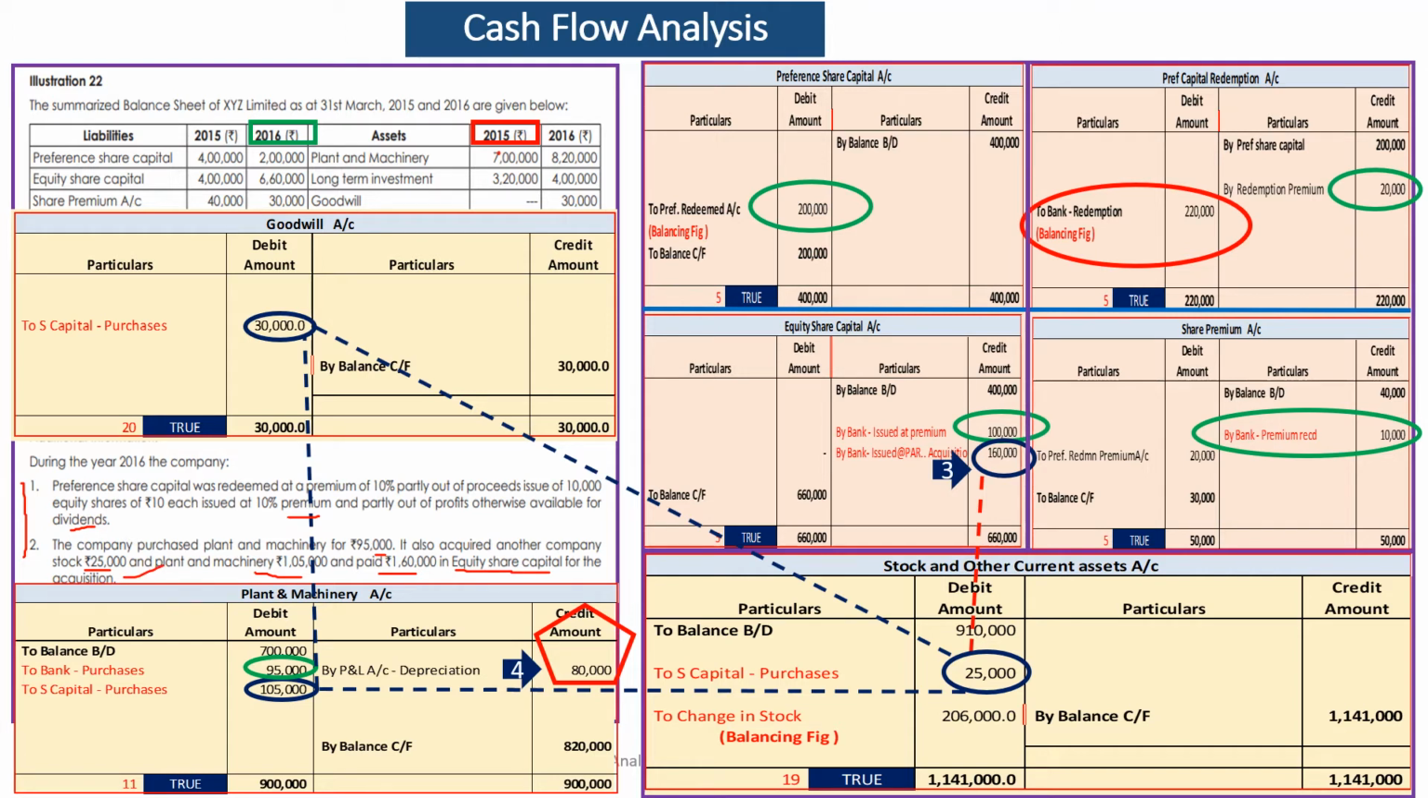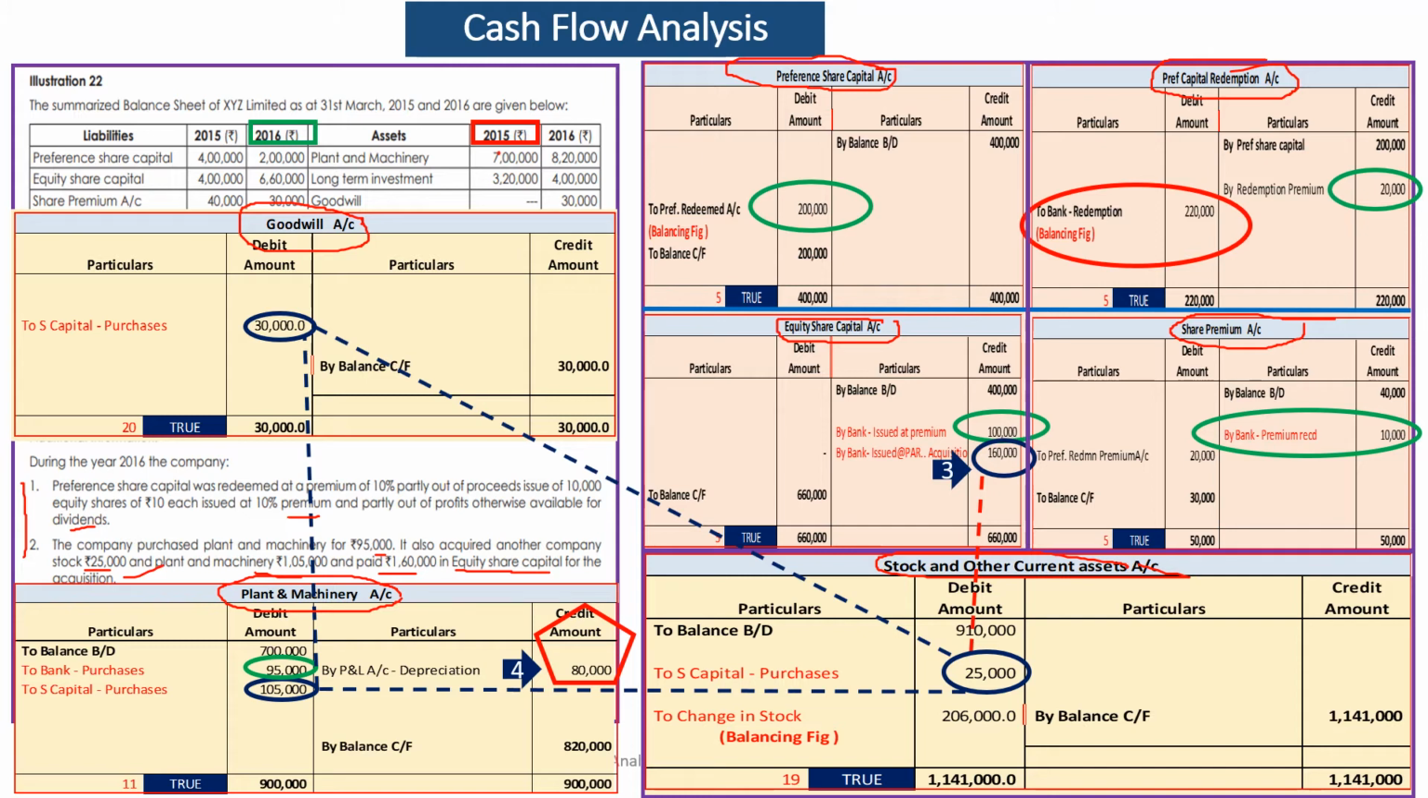Now, if you look into these details, you will find we have preference share capital involved here. We have preference capital redemption account involved here. We have equity share capital. We have a share premium account, and we have bought stock of 25,000, and plant and machinery also acquired. We have paid more than the asset value. We have a goodwill. Now a question comes to your mind, why prepare so many accounts? It is already there.